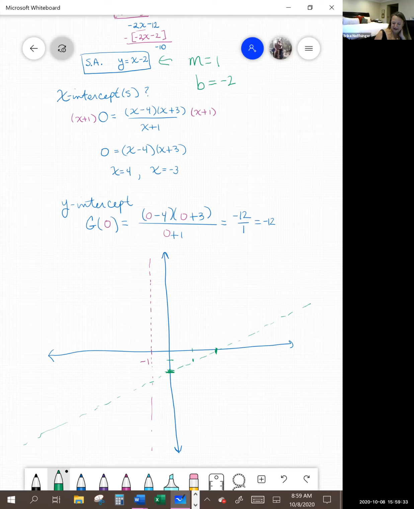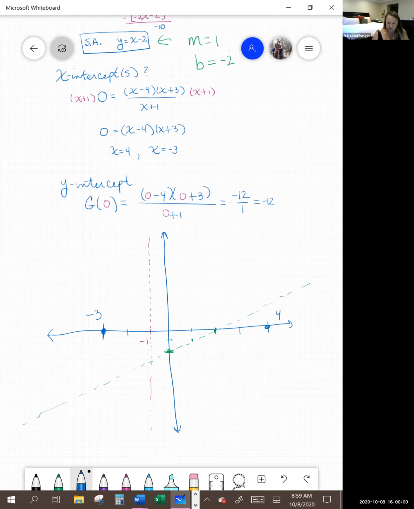And then we had x-intercepts at 4 and -3. That was 2, 3, 4. And we had a y-intercept at -12.